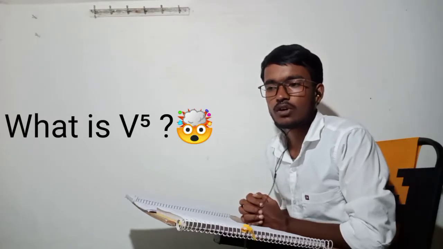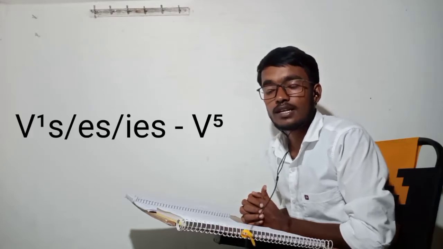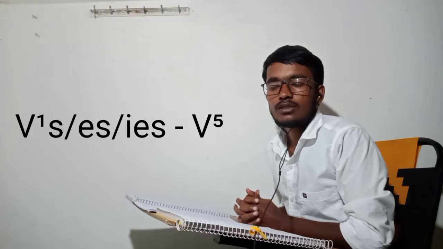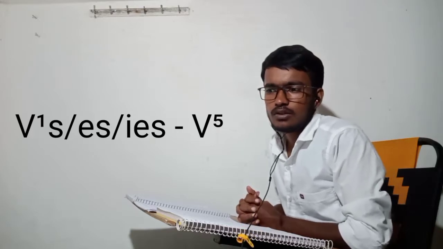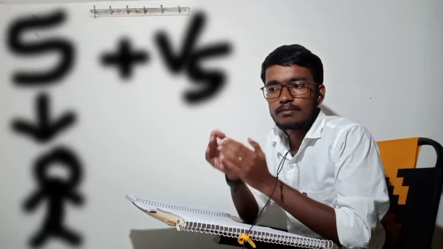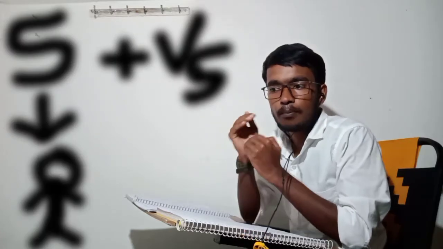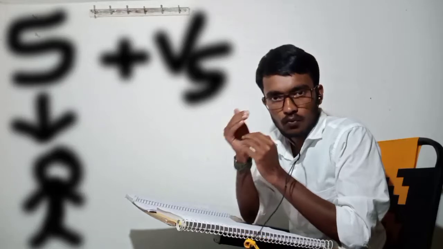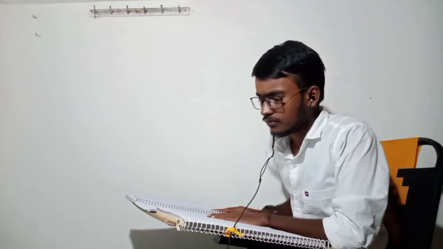What is V5? You can ask me, I will explain. V5 is nothing but V1 plus S or ES or IES. That is called V5 in English grammar. We have to know where to use V5 and where to use V1. When the subject is plural, we use the plural-subject main verb, that is V1, and when the subject is singular, we use V5. That is the difference between the usage of V1 and V5.